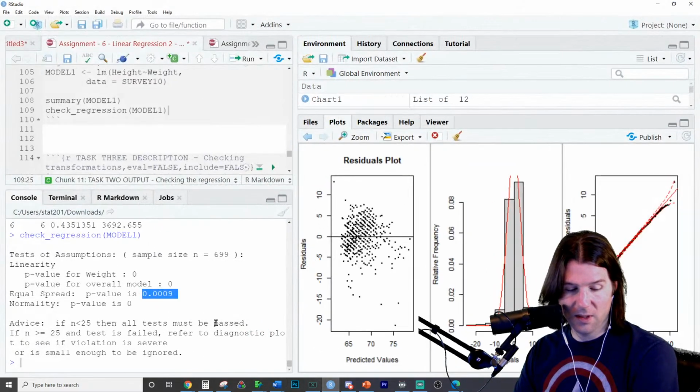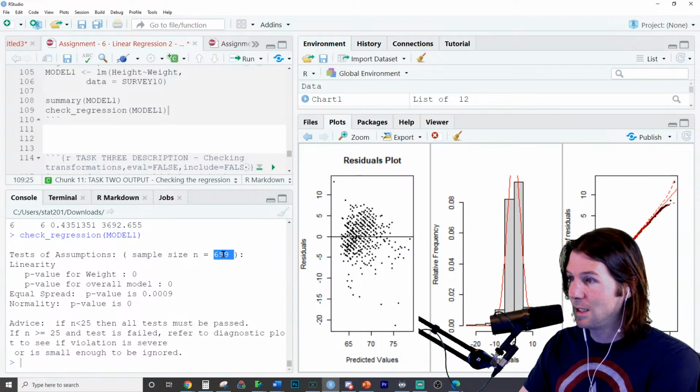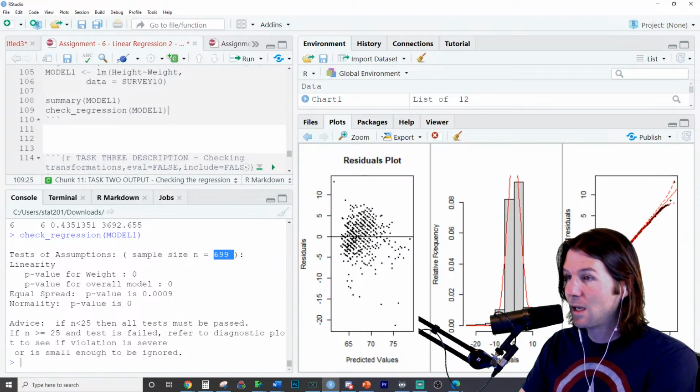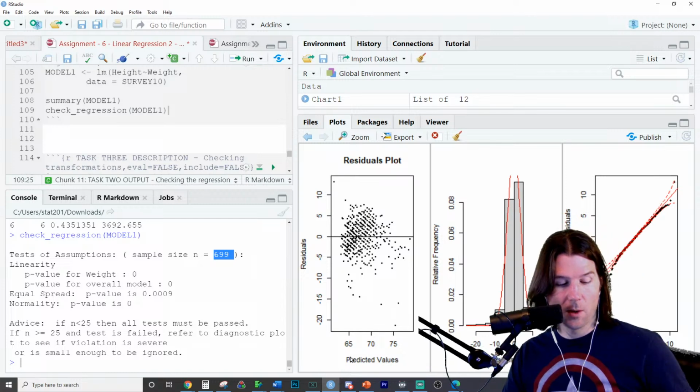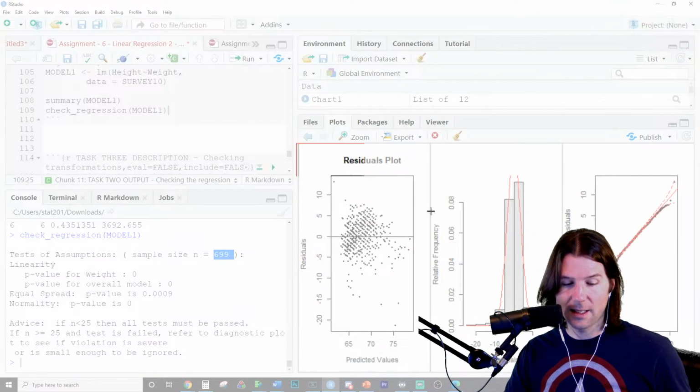Next, I look at my sample size. My sample size is 699. Since my sample size is 25 or greater, I can continue on to look at the diagnostic plots. The diagnostic plot right here does not really show much of an issue. I want to point something out really big with these plots.